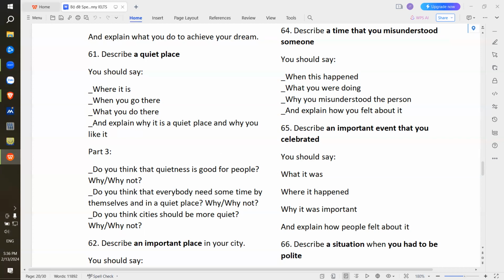To have some time by myself, yourself, themselves, and so on. Do you think that everybody needs some time by themselves and in a quiet place? Why not?